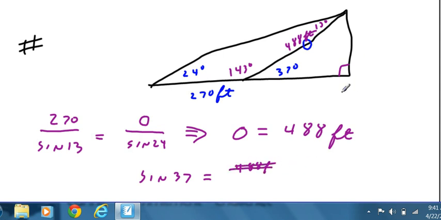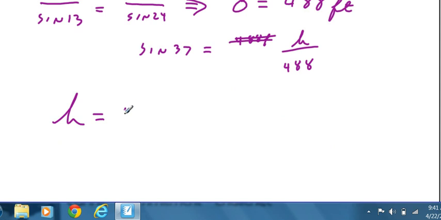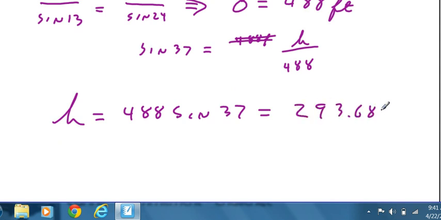the height, which is the side opposite, divided by the hypotenuse, which is 488. All right, so the height of the cliff is going to be 488 sine 37. 488 times sine 37. 293.68 feet. And then I asked myself, I only have two significant digits, 293 feet for my final answer.